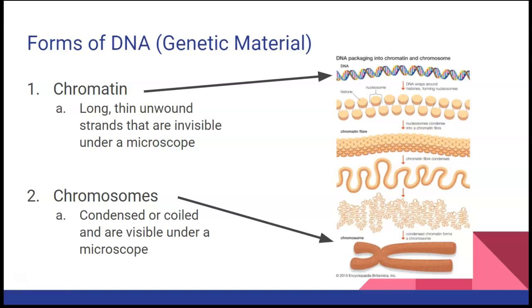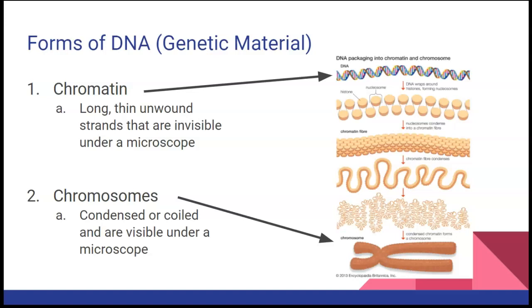So going back to our idea about a bowl of spaghetti filled with chromatin, when you stick a fork in it and you twist that fork to get all of that spaghetti on your fork, when you're coiling it around that fork, that's how chromosomes are formed. So chromosomes are condensed, they're tightly wrapped, and you can see them under a microscope. Whereas chromatin is sort of long, thin, unwound, and you can't see it under a microscope as easily.